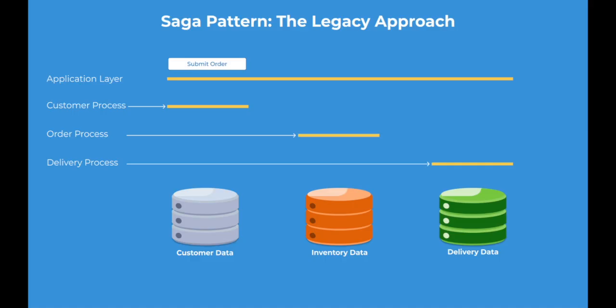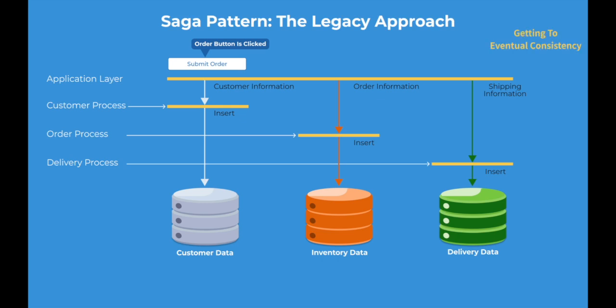So let's illustrate this. For example, in a Saga Pattern, when a user clicks on the Submit Order button, the application layer first processes the customer information through the customer process service. And then the relevant customer information is written into the customer database or table. Next, the application calls the inventory service, and similarly, the inventory information is updated. And when the inventory service is completed, the final step, the delivery process service, is triggered. And finally, the order is processed, thus getting to eventual consistency.